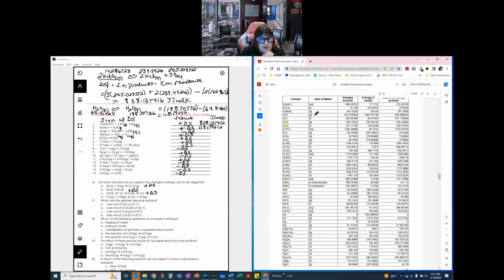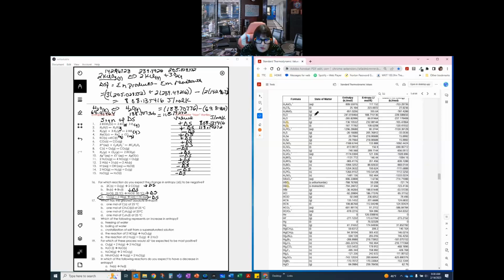So Cl2 plus 2HI goes to I2 solid plus HCl gas. Okay, we've gone from 3 moles of gas to 1 mole of gas. We've also gone from all gas to 1 solid and 1 mole of gas. I would expect this to be negative. And so that would be the answer that I'm looking for. Okay, so there's that one.